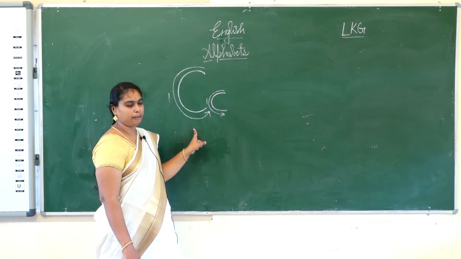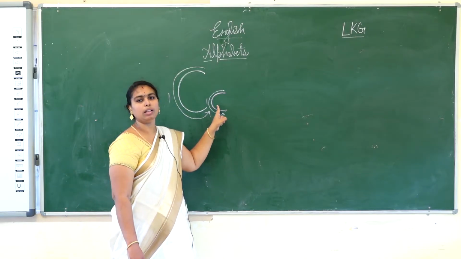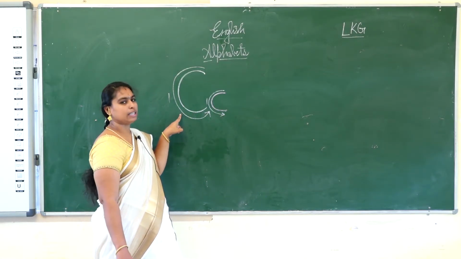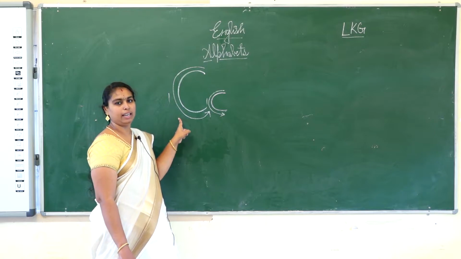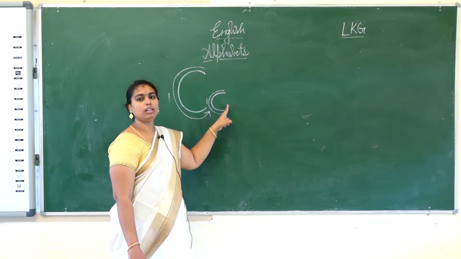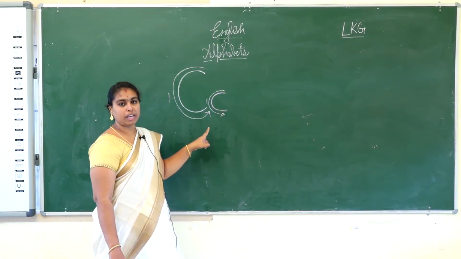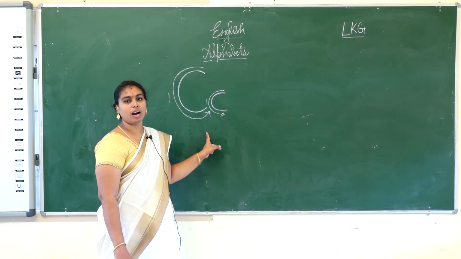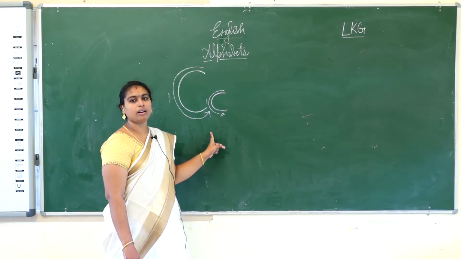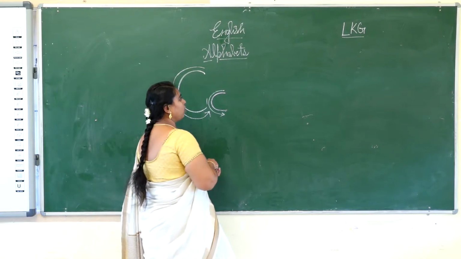And what is this letter? Capital C. And this is small c. What is this? Capital C. And this is small c. Now say the phonetic sound. K. Say K.